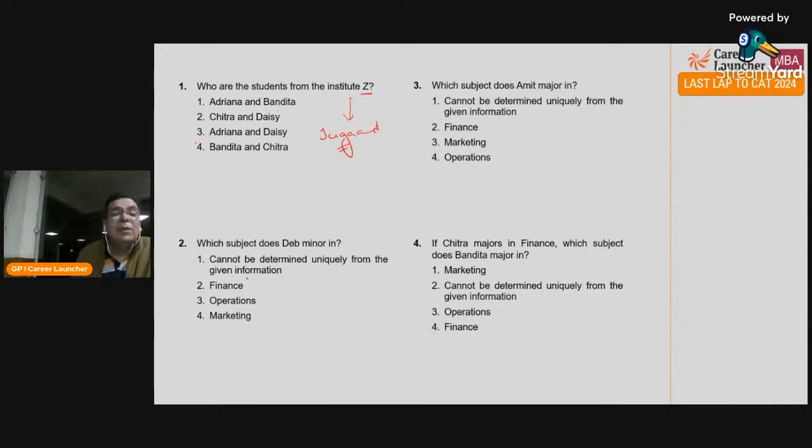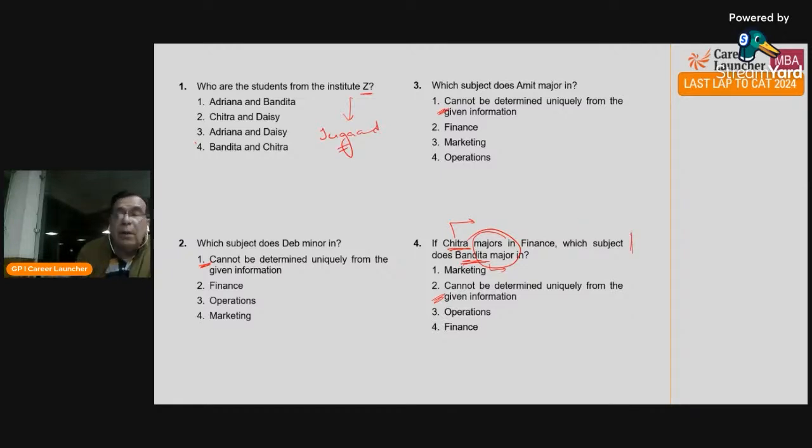But the other 3 questions are interesting. All these remaining questions are telling me cannot be determined. This is telling me multiple cases very clearly. This is telling me you are unlikely to be able to complete the table. In fact, question number 4 is clearly telling me if Chitra majors in finance, which subject did Bandita major in? What does it mean? As far as Chitra and Bandita are concerned, we will not be able to find out which subject did they major in. They can major in finance, but there would be other subjects also. So we will not be able to say for sure. So there will be cases out here.